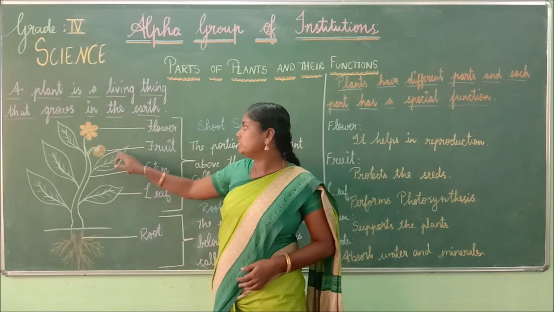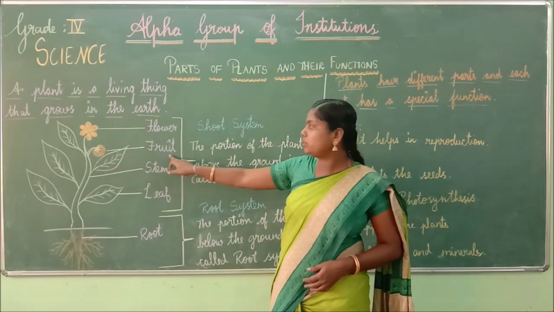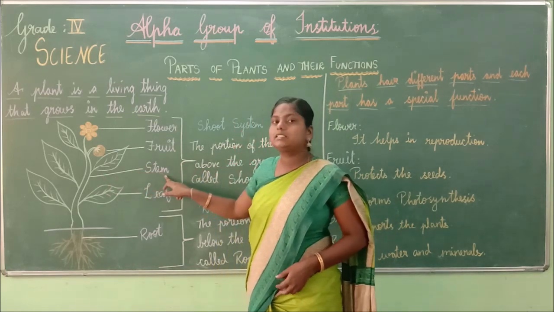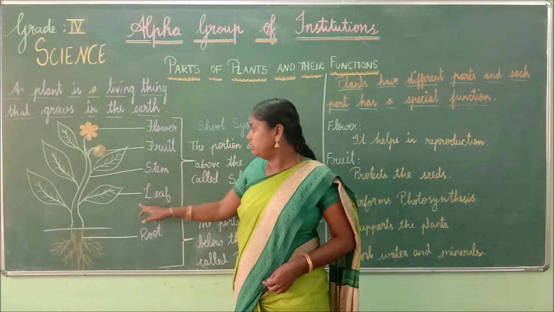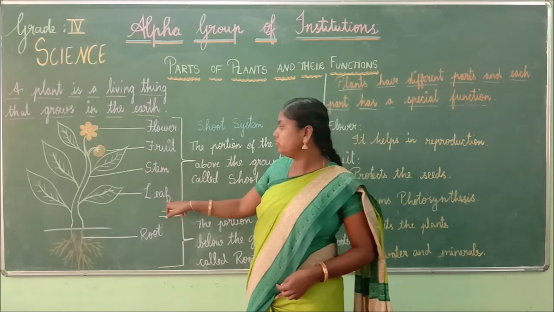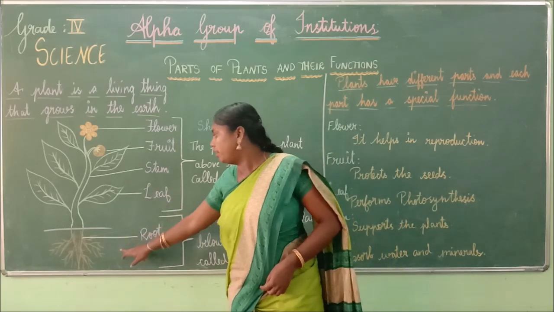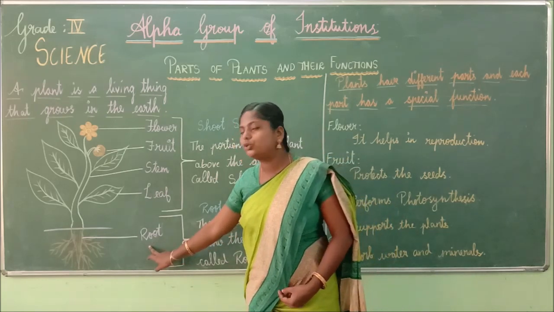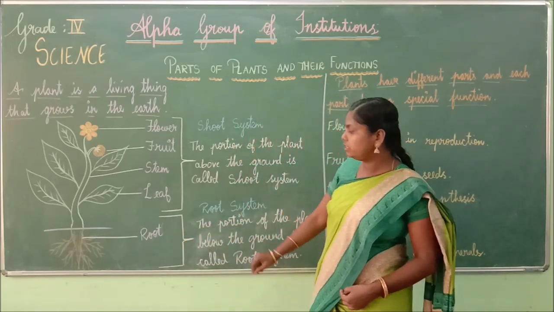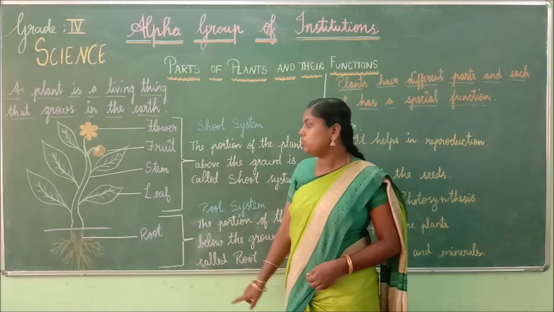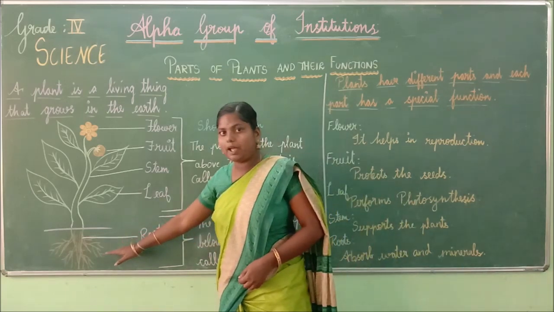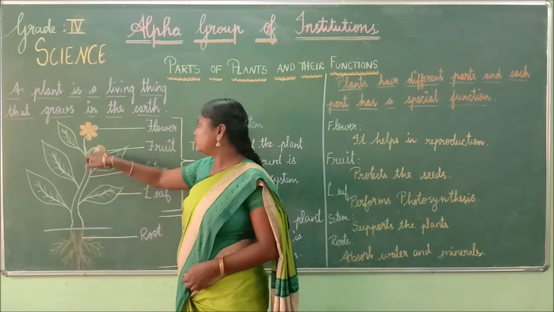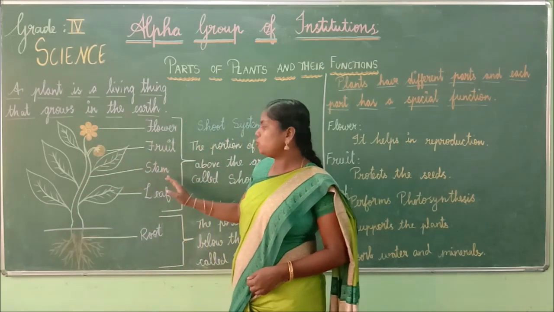The next one, you will see a fruit. And then stem. And then leaf. And then down under the ground you will see the root. So under that is root. And what will be the next? The next will be the stem which goes here. Spell it out, stem.